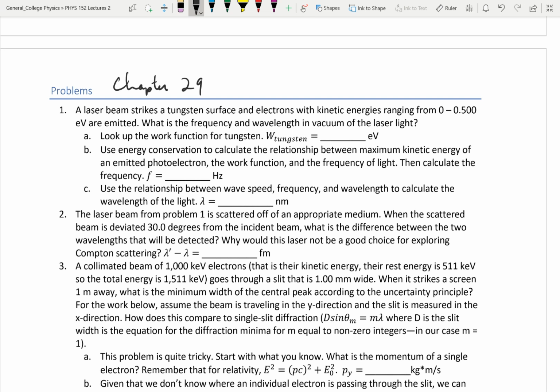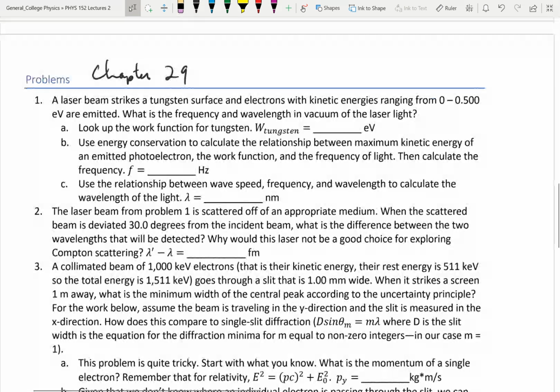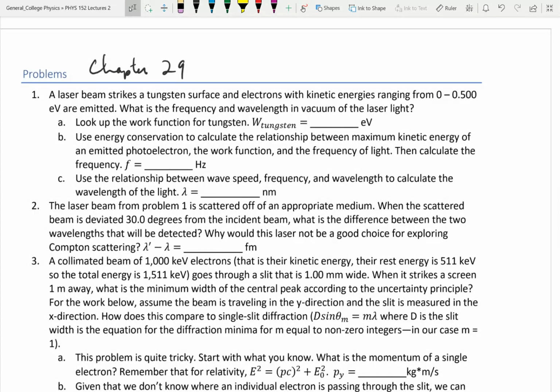Chapter 29. We have 3 problems here in our review, so let's get right at it. A laser beam strikes a tungsten surface and electrons with kinetic energies ranging from 0 to 0.50 electron volts are emitted. What is the frequency and wavelength in vacuum of the laser light?